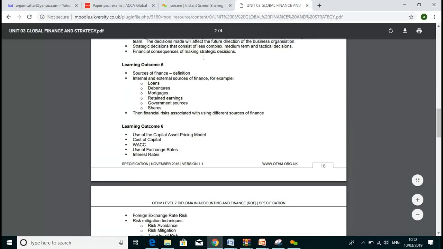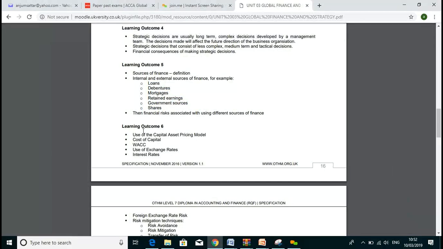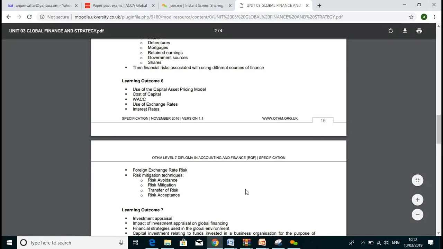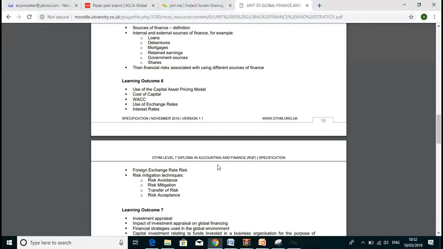And we look at the indicative content we are doing today. LO5 is sources of finance: the definition of finance, internal and external sources, how we can raise the money, and the risk associated with finance. Learning outcome 6 will go through different models: the weighted average cost of capital, and foreign currency risk. We'll go through all of these in today's lesson.